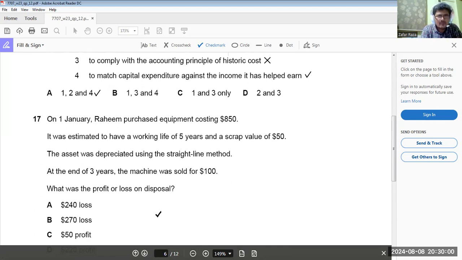Okay. What we have to do, 850 minus 50 scrap value divided by life 5. So annual depreciation is 160. Multiply by 3, 480 is depreciation after 3 years. The depreciation total would be 480. So 850 minus 480, the book value is 370. Okay, and if we are selling for 100, it means we are sustaining a loss of $270. B option should be the answer.